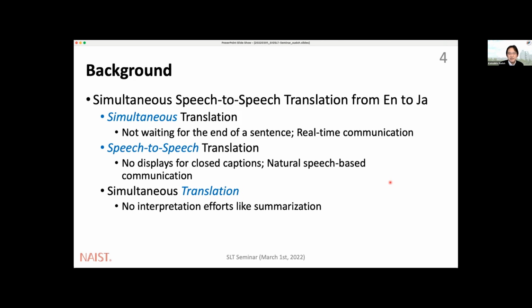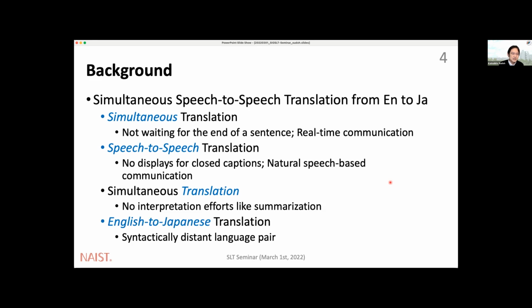This is also simultaneous translation, so there is no interpretation effort like summarization. Usually we use the term simultaneous interpretation for this kind of activity, but our current status is not as sophisticated as simultaneous interpretation. This is just a kind of machine translation work, so we call it simultaneous translation.